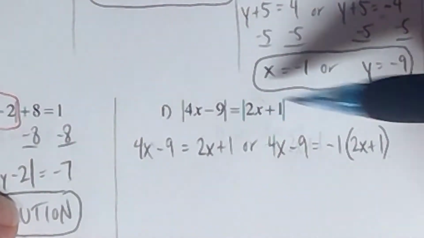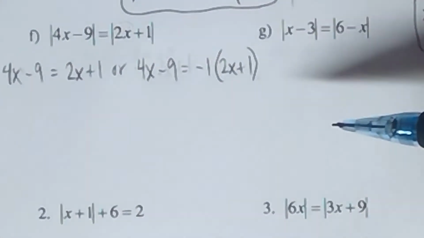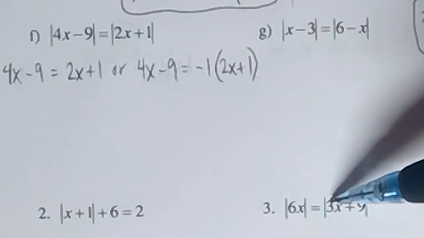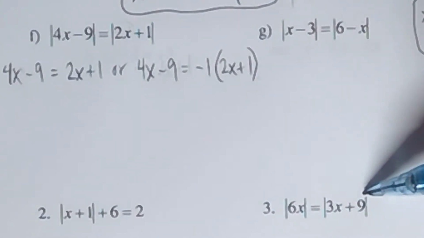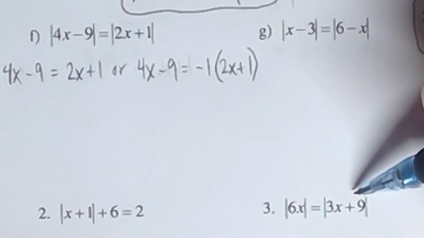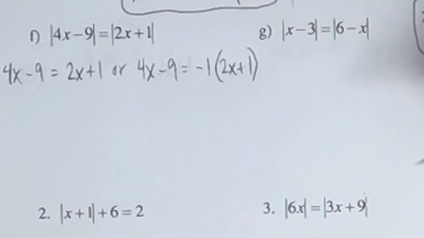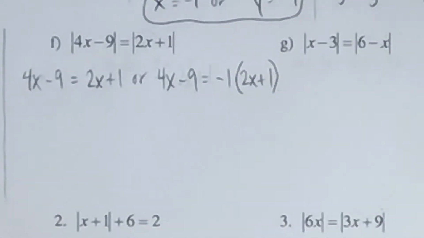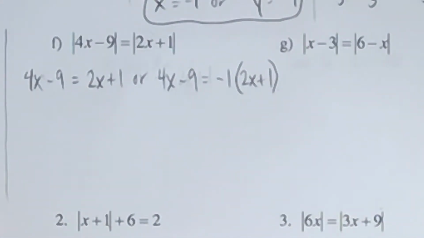So in all three of these problems that we're going to be working on, this one as well, you're going to have negative 1 times 6 minus x on the second part. You're going to have negative 1 times 3x plus 9 on the second part. And you're going to have to put a bracket around the 6 minus x and around the 3x plus 9. Other than that, the stuff just stays the same. That's what the rule is saying, though.